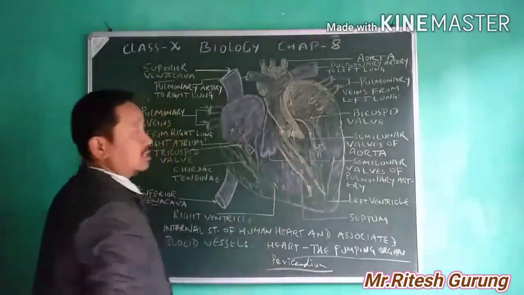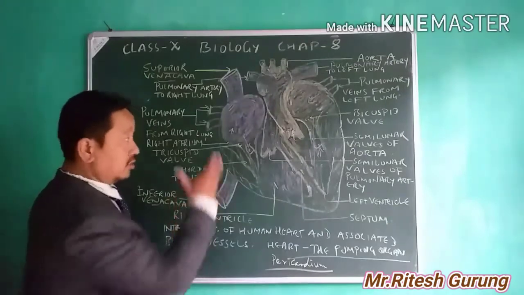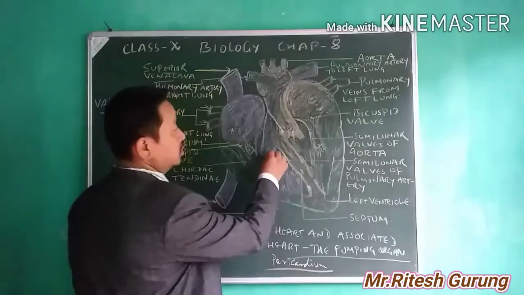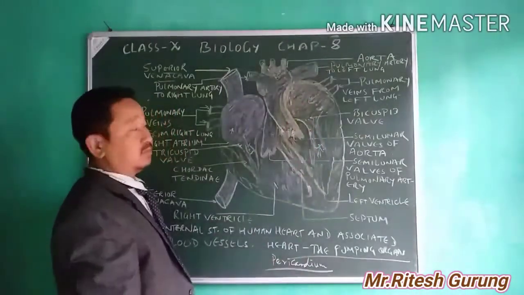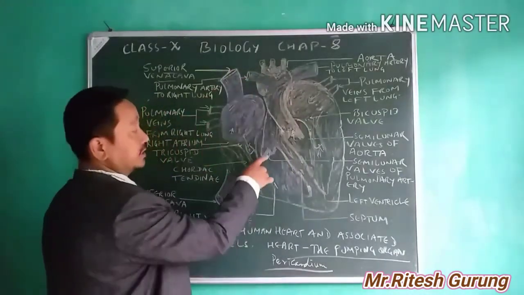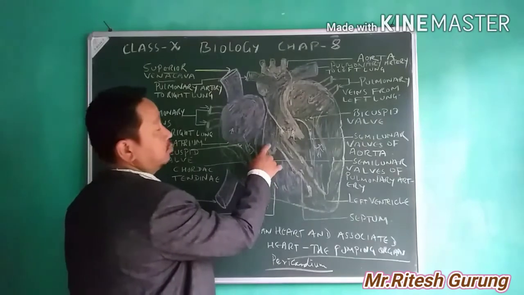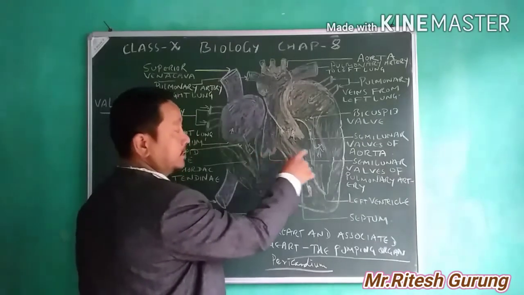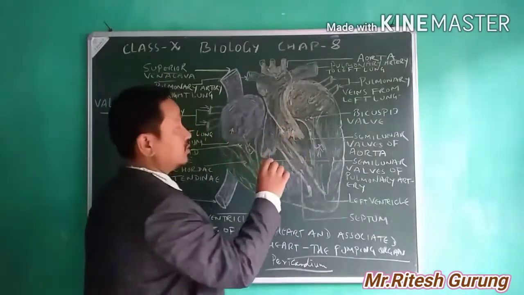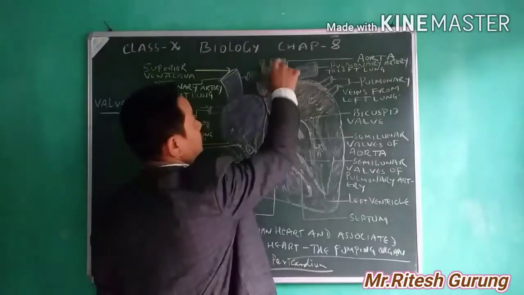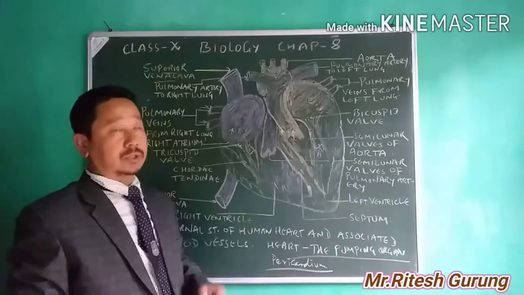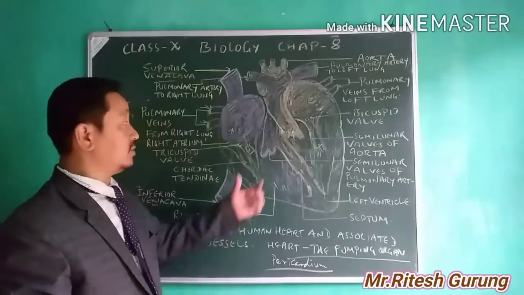The contraction of the ventricle follows, and at that time a heavy force is formed, and the blood will flow through the respective blood vessels. From the right ventricle, the blood will flow to the lungs for purification through the pulmonary artery, and from the left ventricle, the blood will go to the different parts of the body through the aorta. This is how the circulation of blood takes place in the human heart.